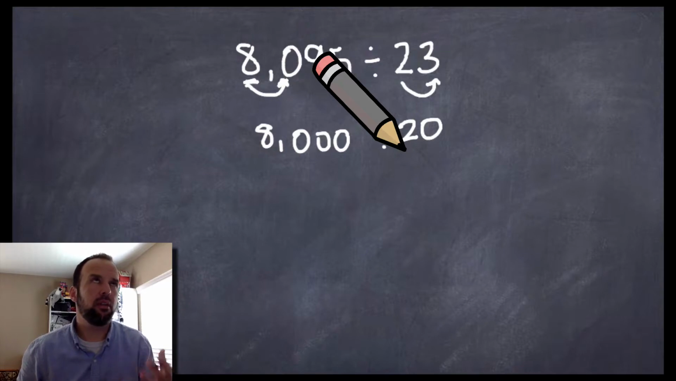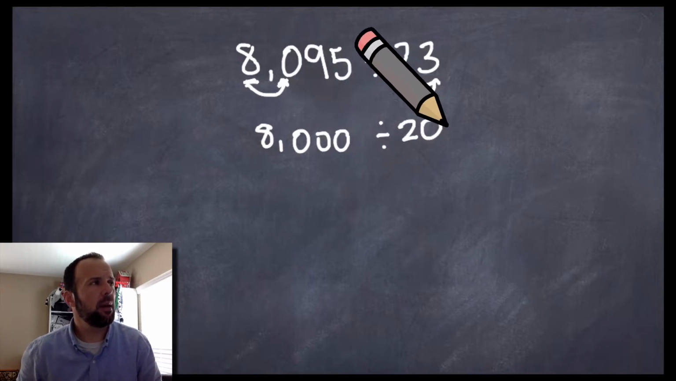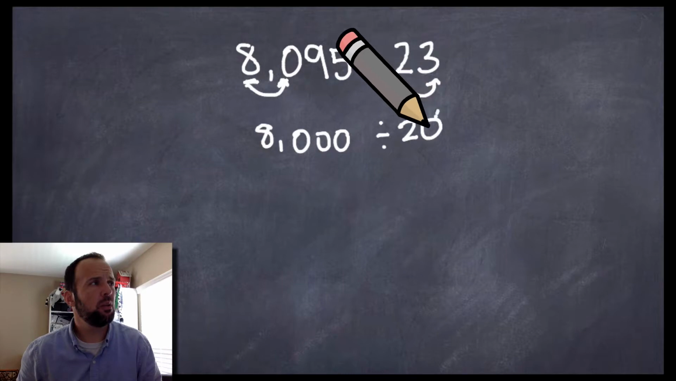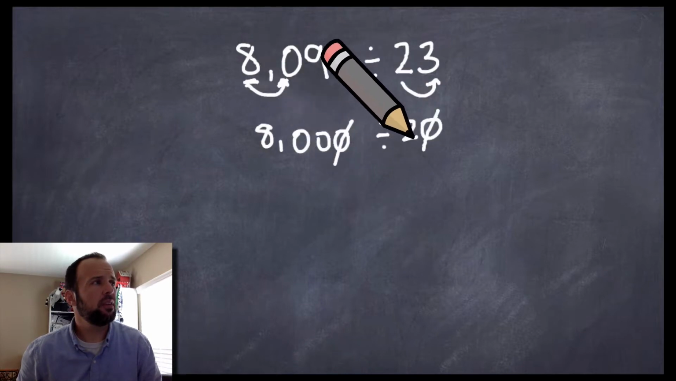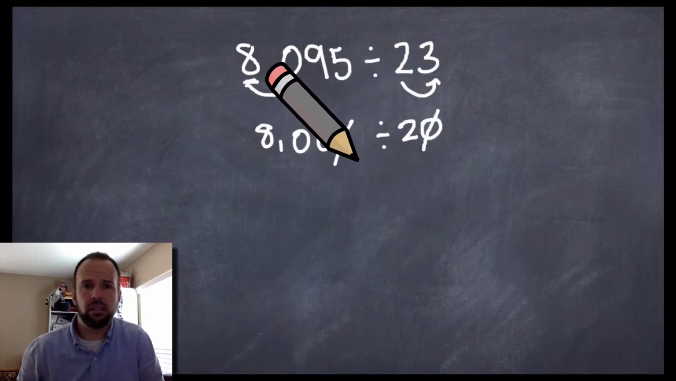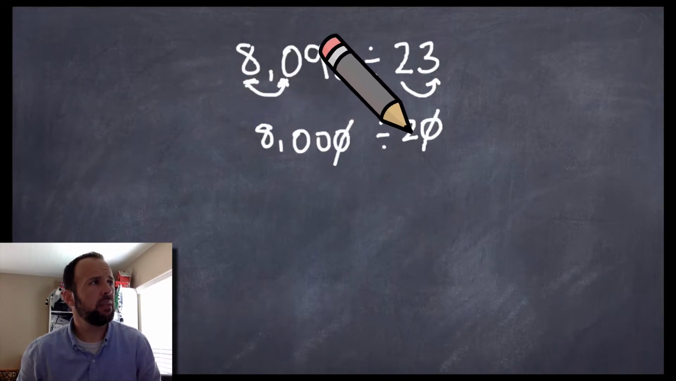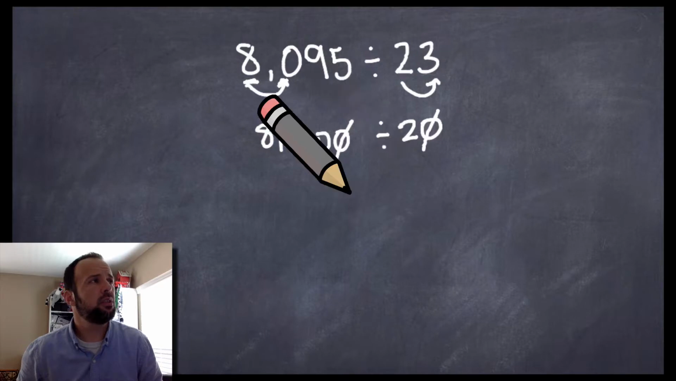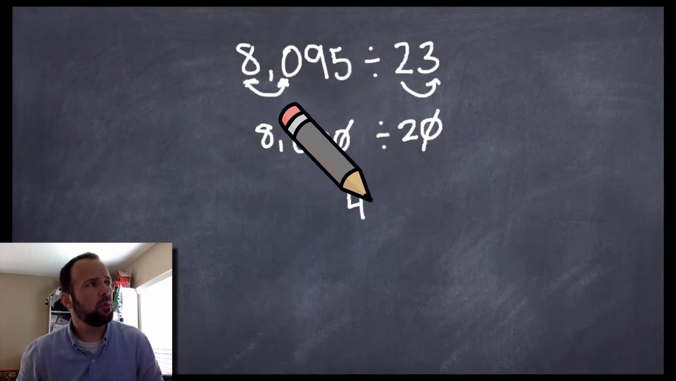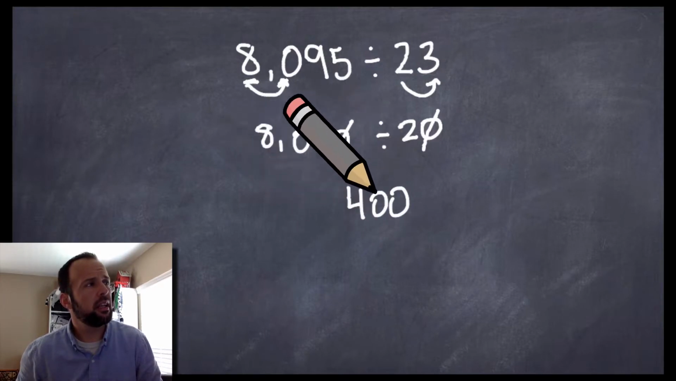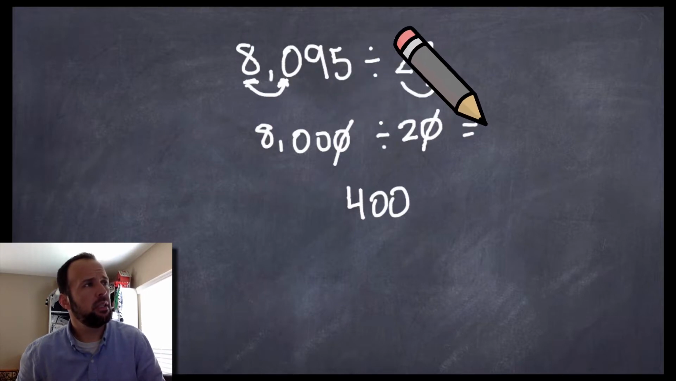I could set it up a couple different ways in my head to kind of think about it. One thing is I'm going to basically cross out both of these, divide them both by 10 to make smaller place values, right? So I could do that, and then I just have 800 divided by 2. 800 divided by 2 would be 400. So basically dividing it in half. So my answer here would be 400.